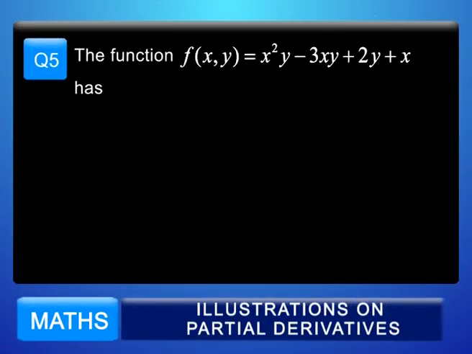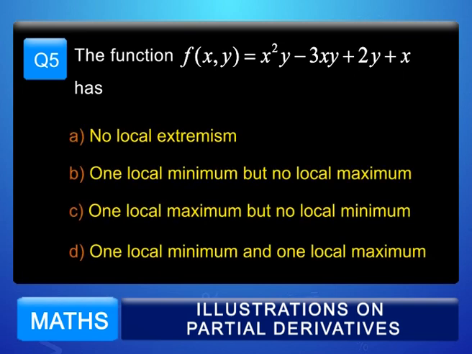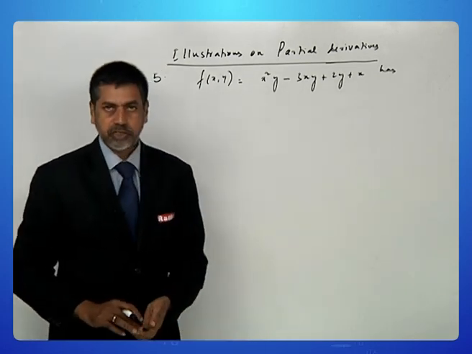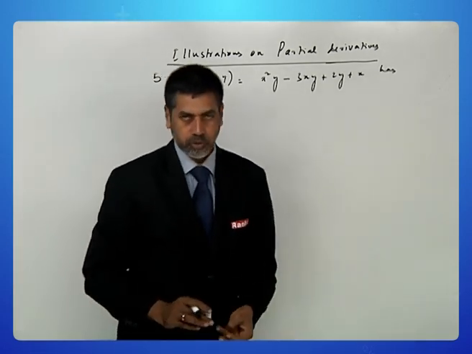Question number 5. The function f of x, y is equal to x squared y minus 3xy plus 2y plus x has. There are 4 options given. No local extremum, 1 local minimum but no local maximum, 1 local maximum but no local minimum, and 1 local minimum and 1 local maximum.